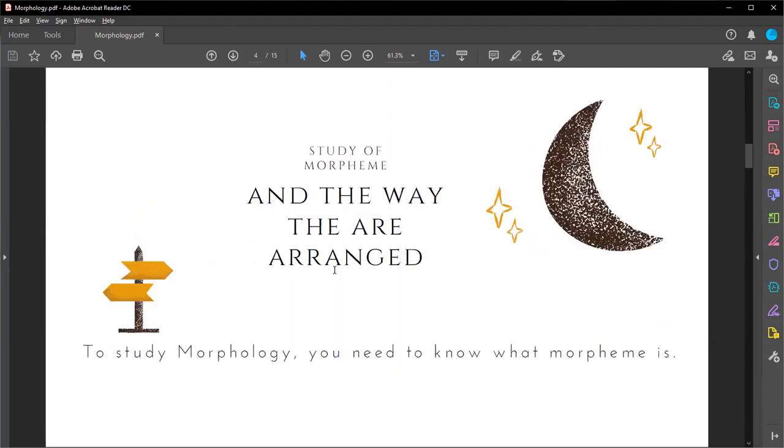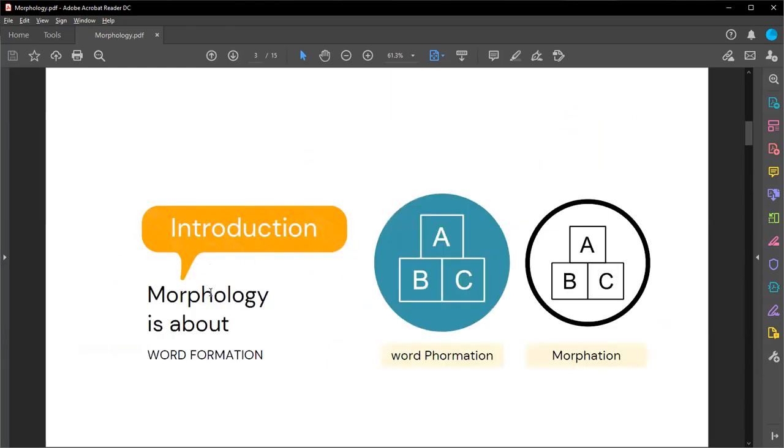Since we already know that morphology is all about word formation, and phonology is all about the very small unit of sound and its meaning, we are done with sound. So let's talk about the word. We are here in morphology. We are talking not just about one word, but all of the words that have meaning or don't have meaning.